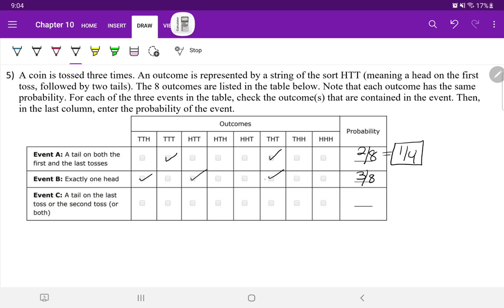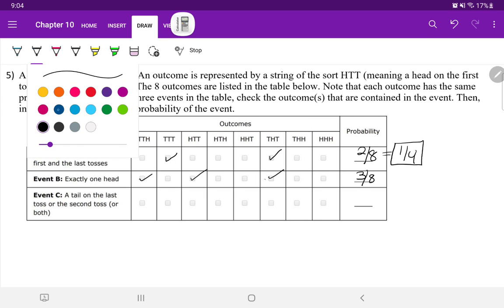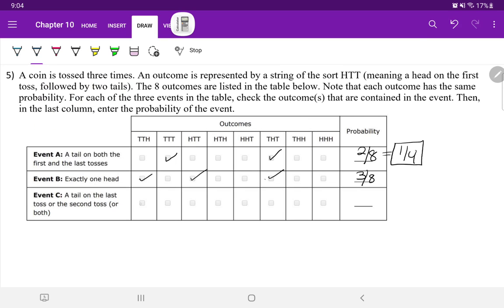Event C says a tail on the last toss or the second toss or both. So there must be a T that comes second, a T that comes third, or a T in both the second and third spot. So let me change the color here. This one counts because there's a T in the second spot. This one counts because of the T that's in the second and third spot.